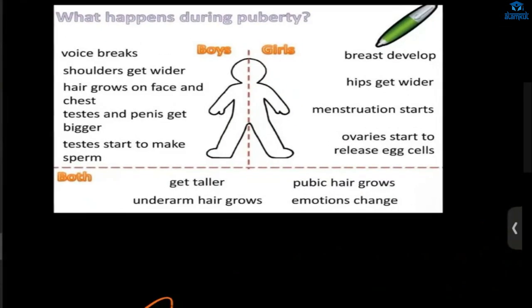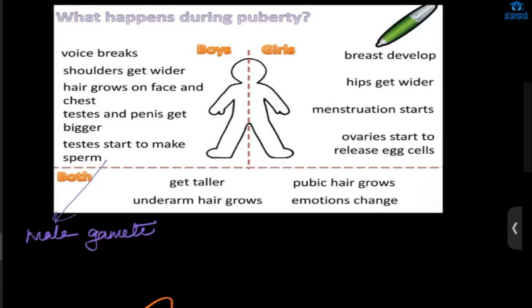For boys, during puberty, what happens? The voice breaks, the shoulders get wider, hair grows on the face and chest, and the testes and penis get bigger. Then the testes will start to make sperm. Sperm is what? The male gamete.